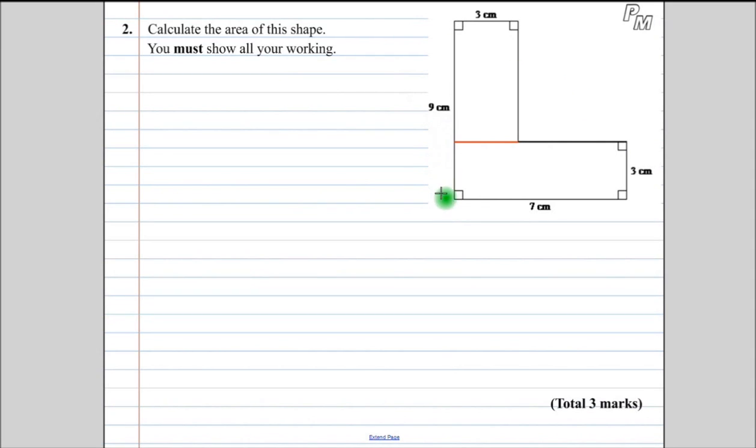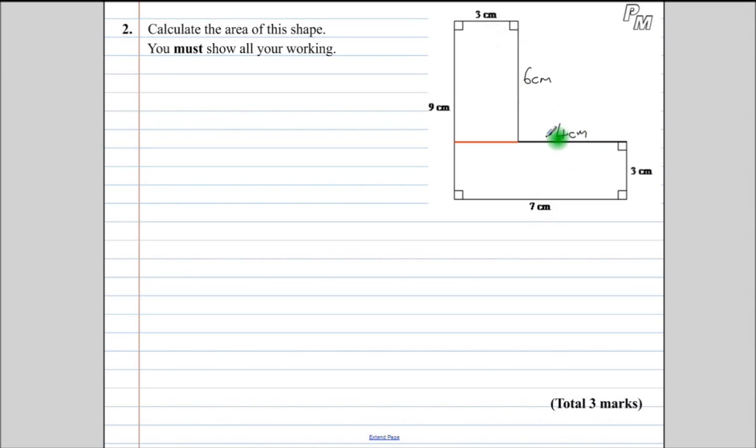So we've got a 9 cm side here, a 3 cm here, 7 cm here, and 3 cm here. But at present we don't know this side and we don't know this side. So let's write them in. Well, if we know this whole length is 9 down here, then that must be the same as these two sides added together. So if that is 3, then this one here must be 6 centimeters. This side here, well, if the whole length is 7 and we know this bit is 3, then this bit must be 4 centimeters, because 7 subtract 3 is 4.